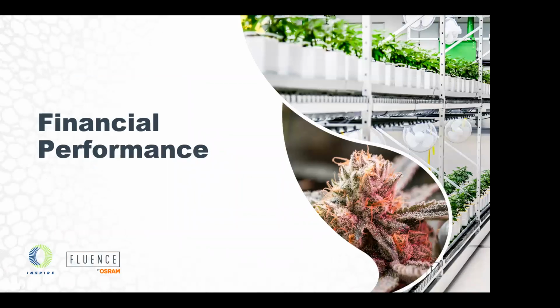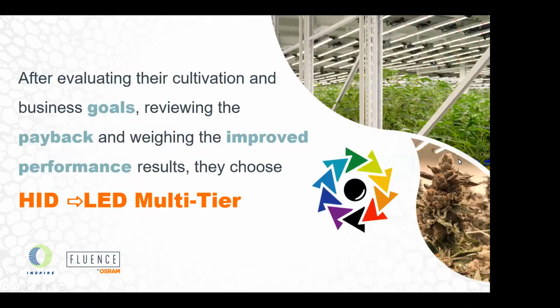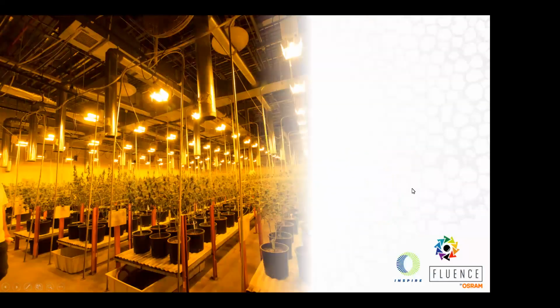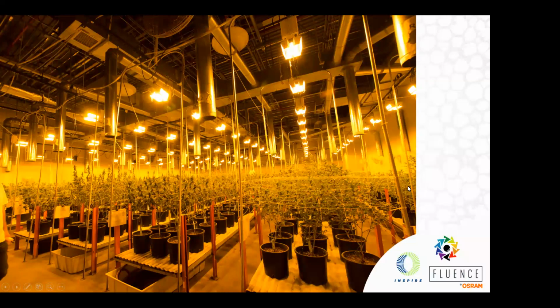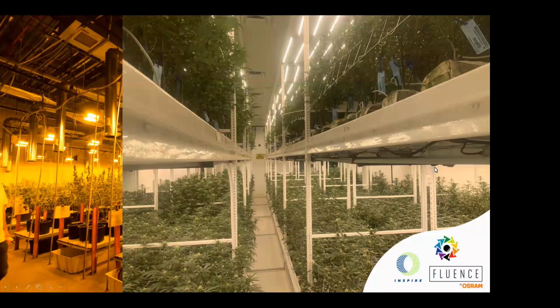And I'm going to briefly go through the financial performance because numbers are really significant to each situation, each farm. But this financial performance scenario just goes to show the increase of production and revenue that you can attain based on these efficiencies and these upgrades. So reviewing the payback and weighing the improved performance results, they actually chose moving from HID to an LED multi-tier system. And these are the efficiencies that Jesse has been explaining to us and Rob has been explaining to us, moving from the single tiered HID systems to the multi-tiered LED systems.